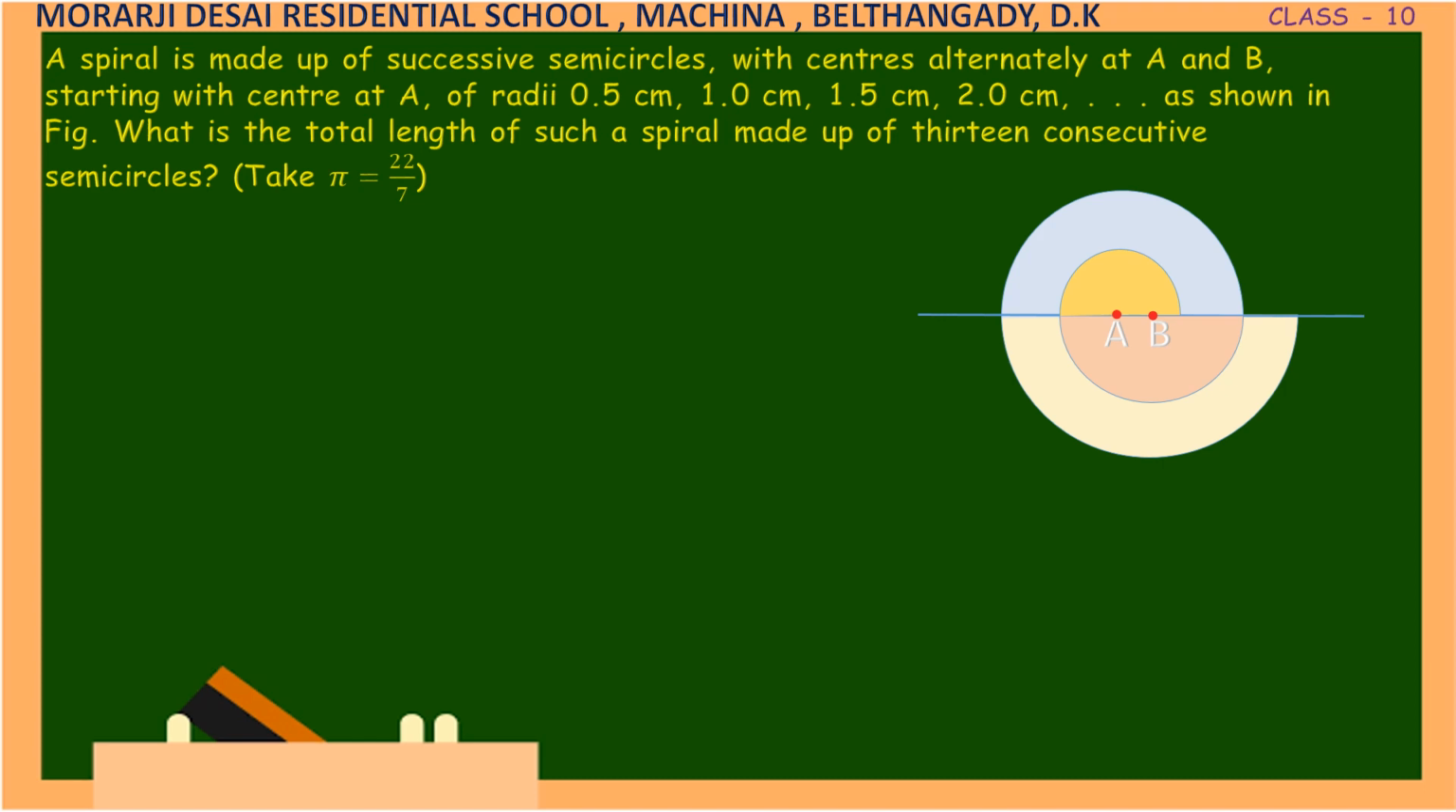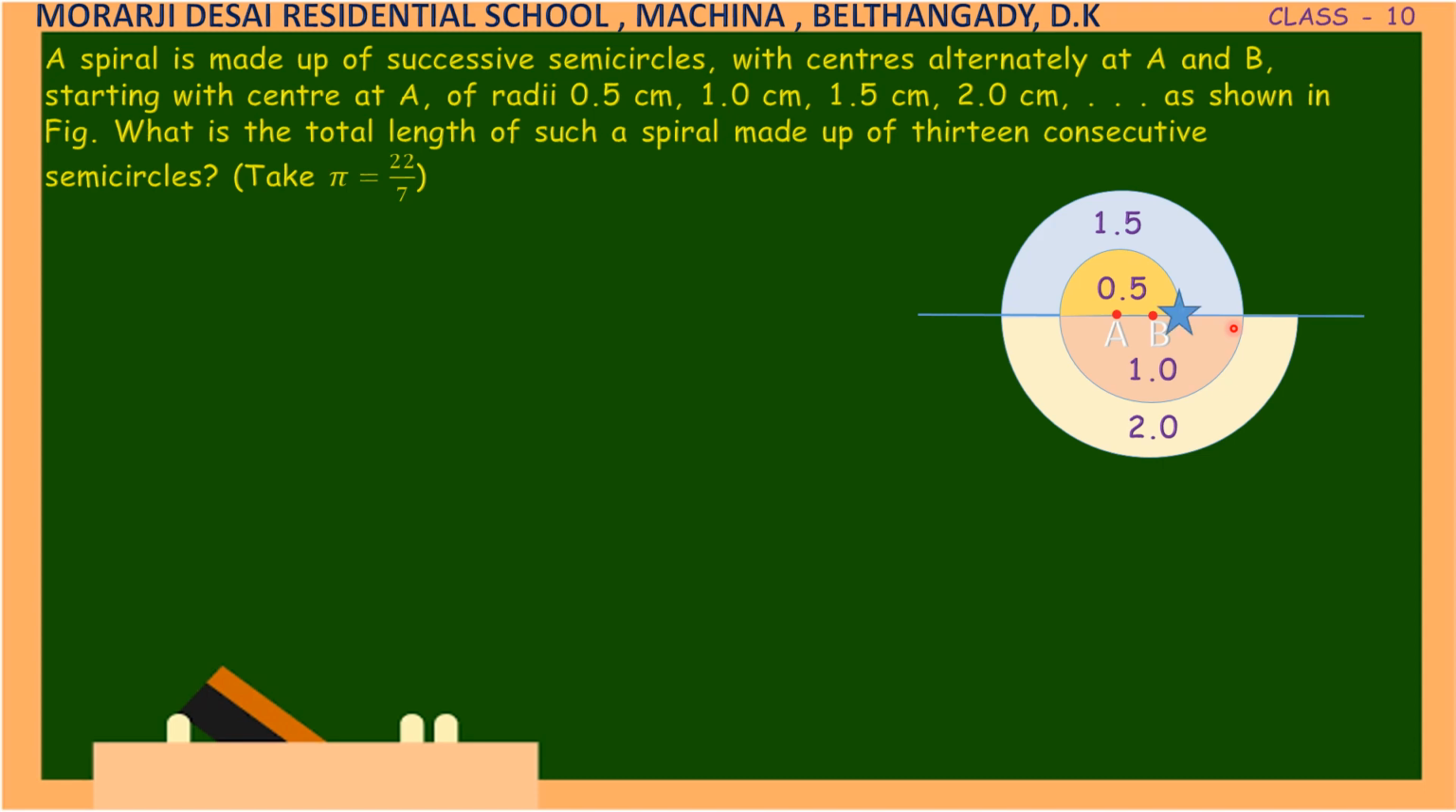Now, starting with center A, the radius is 0.5 centimeter. The radius of this semicircle is 0.5 centimeter. Then the radius of this semicircle is 1 centimeter, and the radius of this semicircle is 1.5 centimeter, then 2 centimeter, and it goes on. Now you have to find the total length of such a spiral made up of 13 consecutive semicircles. What is the total length of such a spiral?